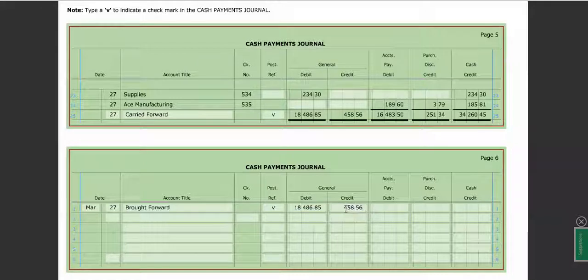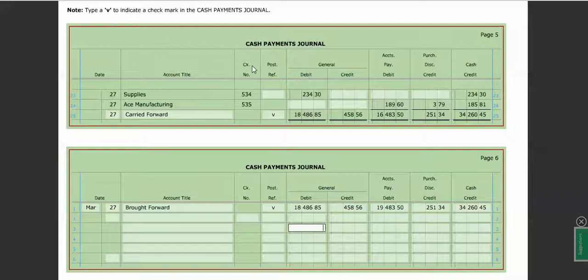458.56, 16483. I'm just bringing it right, I'm transferring right from page 5, bringing it on to page 6. I'm carrying forward and starting a new journal page. Okay. So, got my page 6 all set up.